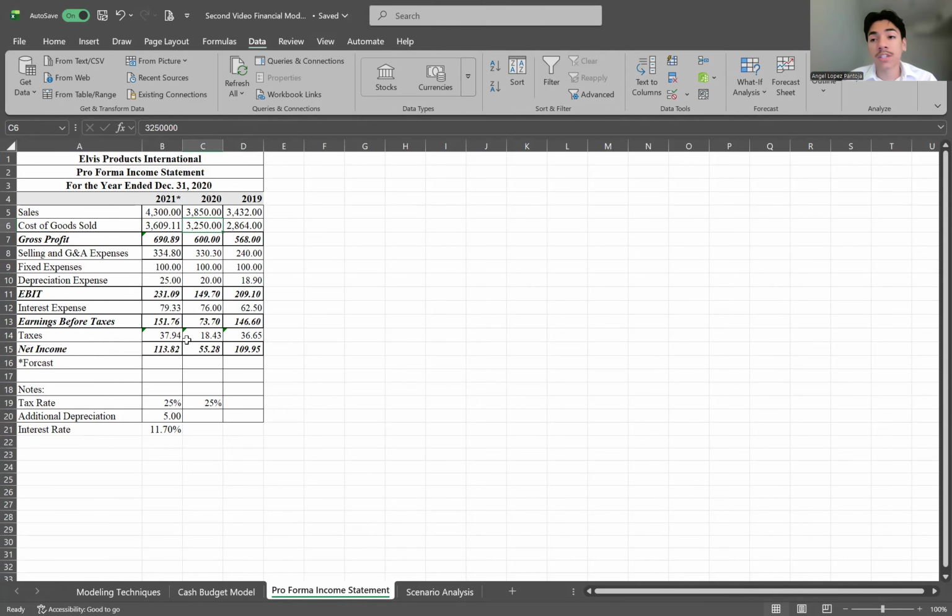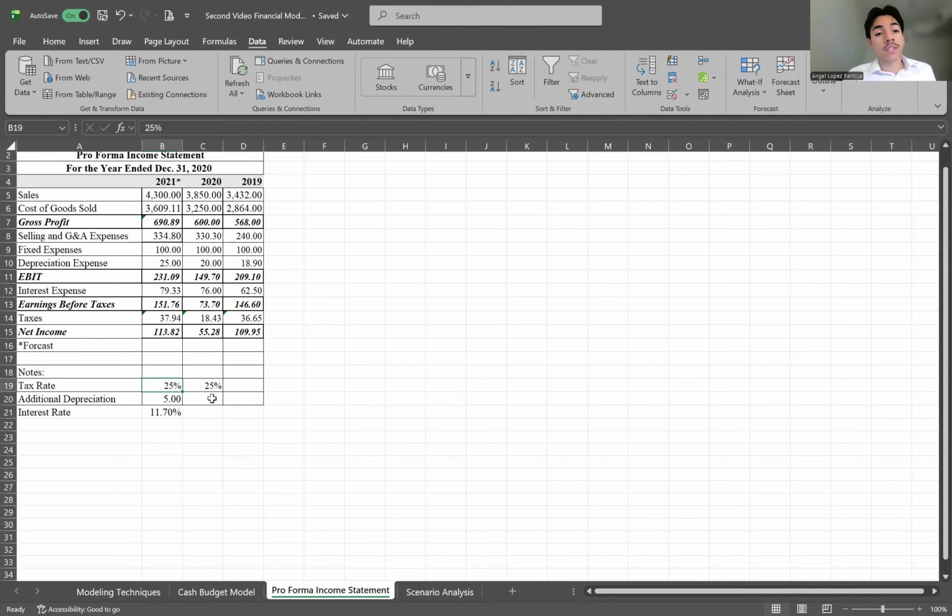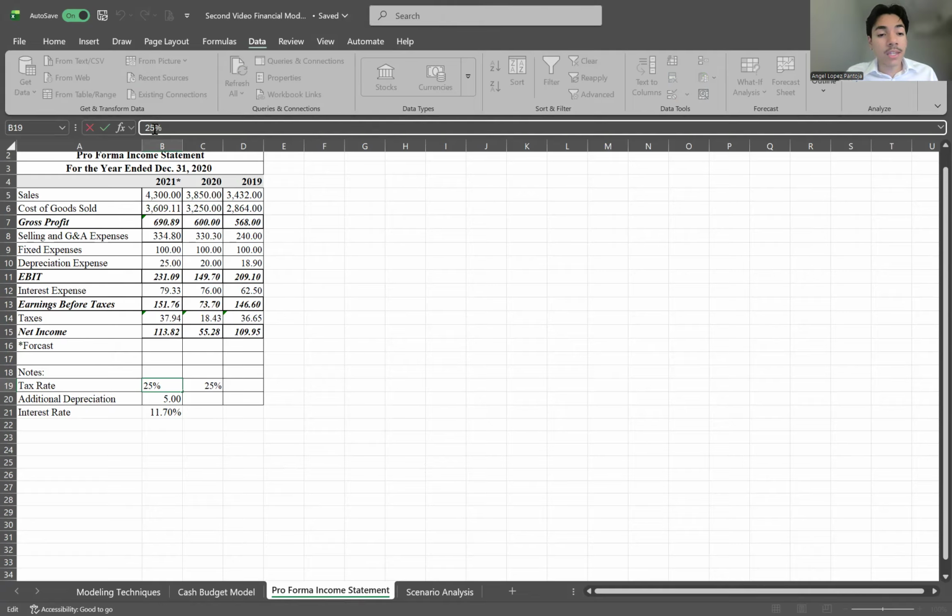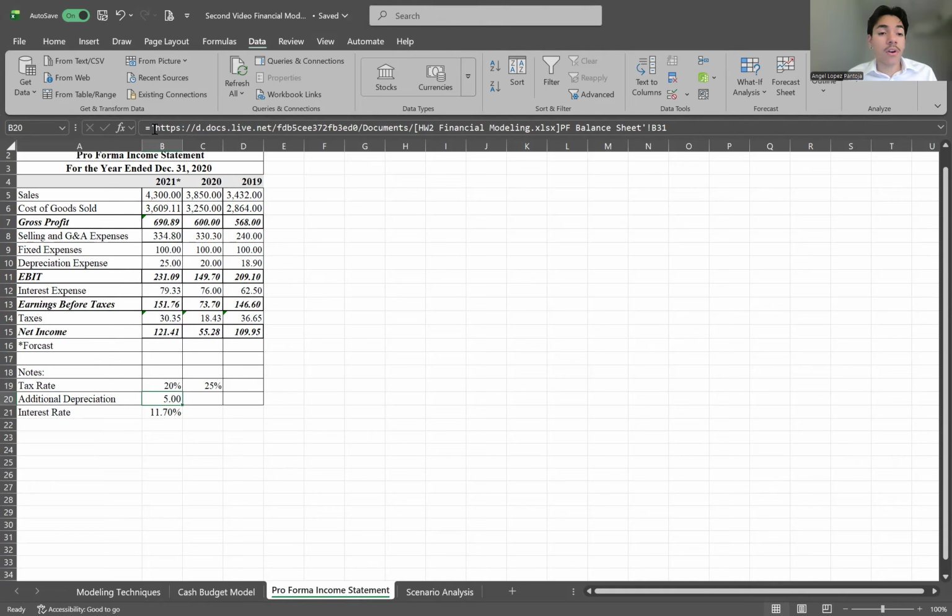Something I wanted to show is the tax rate. The tax rate that we're forecasting here, from the exhibit from the homework, assumes that the 25% from 2020 carries over to 2021. However, in real life, sometimes this is not the case, as tax rates go up, go down, and change a little bit. But in any case, if we were to change it to 20%, income goes from 113,000 to 121,000, which is good because our net income goes up.